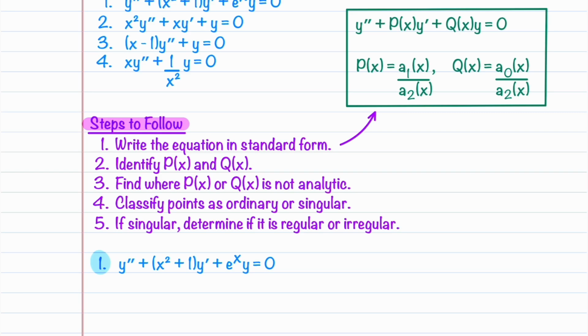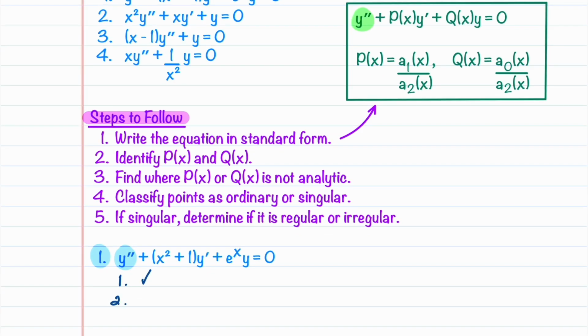Our first example is y double prime plus the quantity x squared plus 1 times y prime plus e to the x times y is equal to 0. The first thing that we want to do is put our equation in standard form. Up here on the right in green, I've written down what it looks like for an equation to be in standard form. There needs to be a 1 that multiplies y double prime. Notice in this example, we do already have a 1 that multiplies y double prime, so this equation is already in standard form. The second step is to identify p of x and q of x.